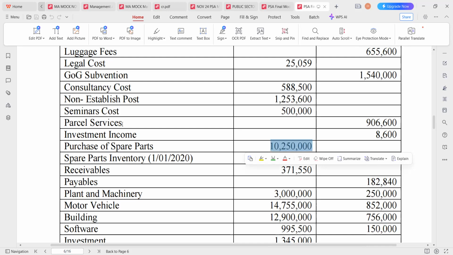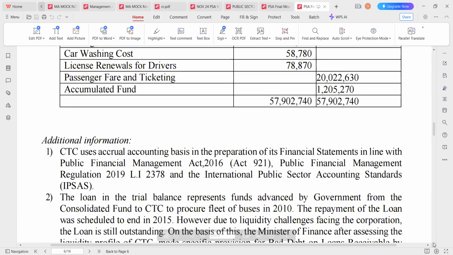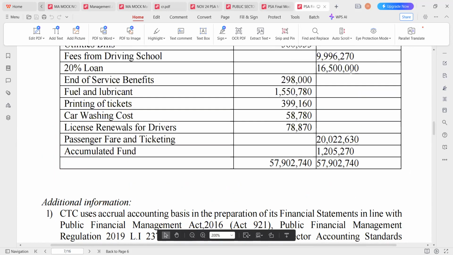Closing inventory. Please, this spare part, is it for sale or for use? Citizen Transport Corporation, for use. And once it's for use, what will be the measurement basis? Lower of what? Cost and replacement cost. That's all. No matter what, it's part of your notes, either note 4 or note 2. So take notice of that.